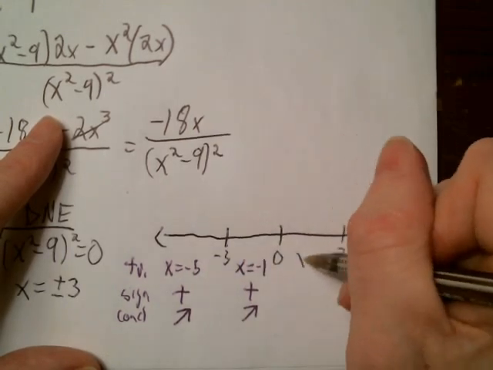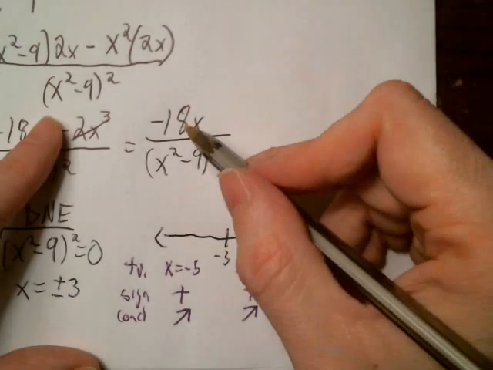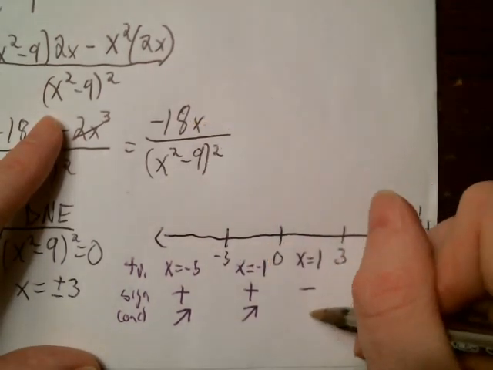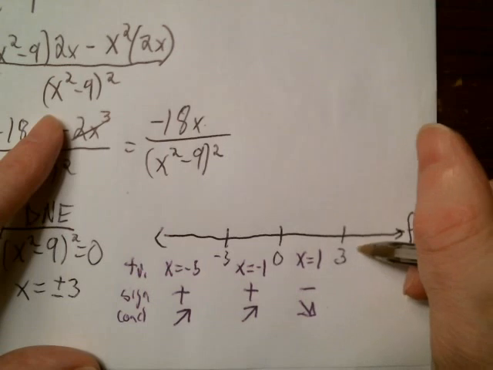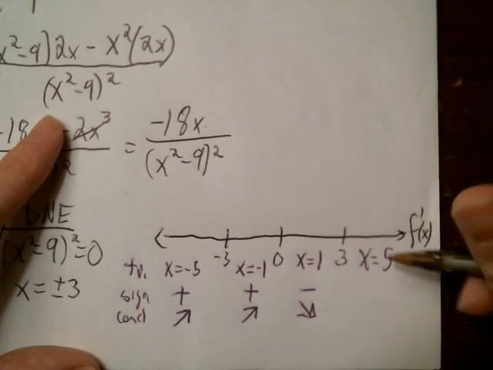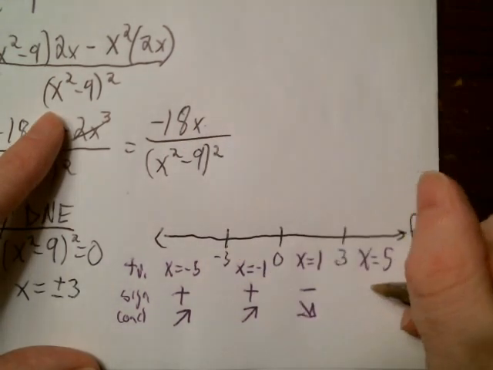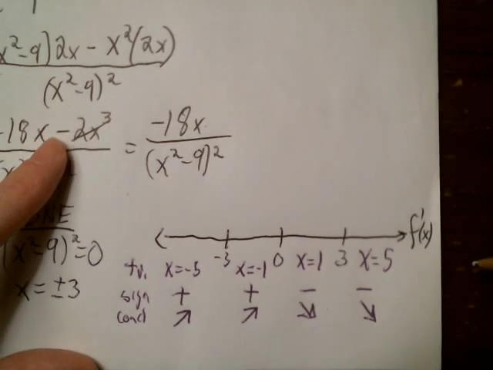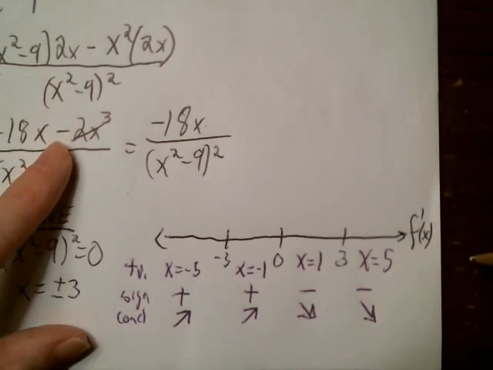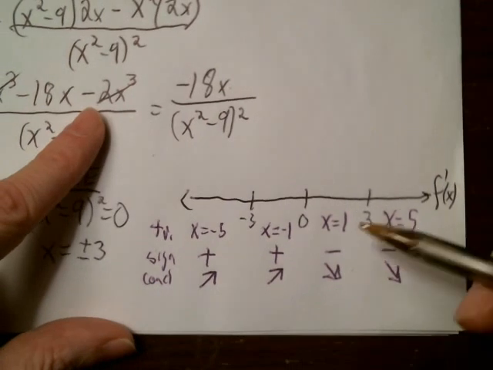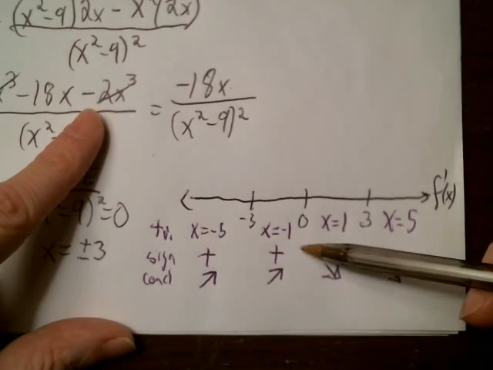If you try x is 1, it'll be a negative times a positive, so that'll be negative, decreasing. And then in here, let's try x is 5. Positive times a negative is negative, and that's decreasing, right? Okay, so what? Well, it looks like we have a relative max at 0.